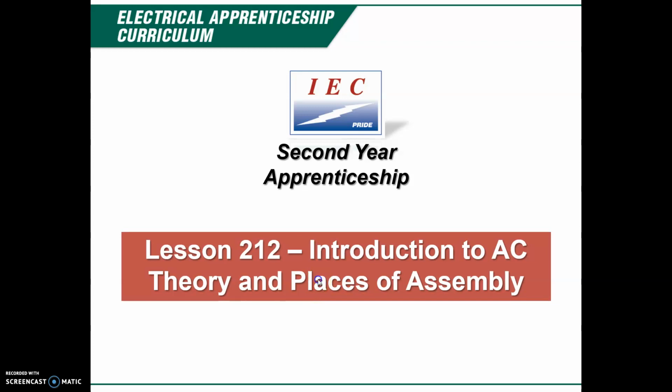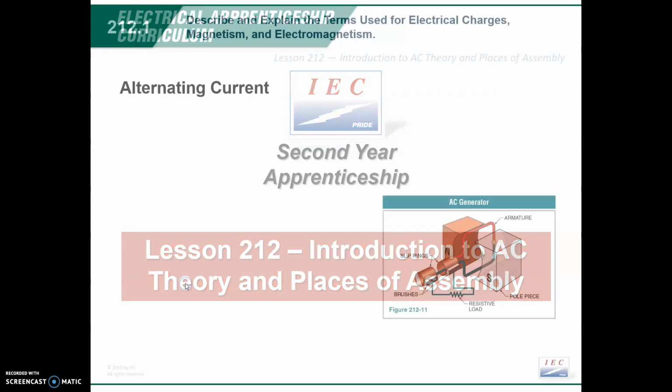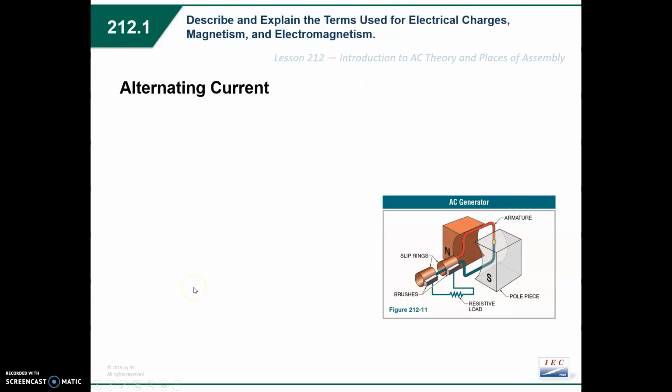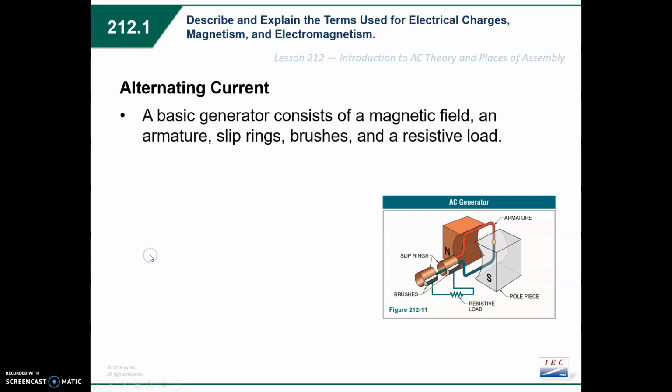And that's simply, what is alternating current? I mean, we talk about it all the time. Do we know why it's called that, and what exactly is alternating here? So alternating current. The book gives a couple words of definition here. But in AC current, a basic generator consists of a magnetic field, an armature, slip rings, brushes, and resistive load. So here we see a broken down model of a generator.